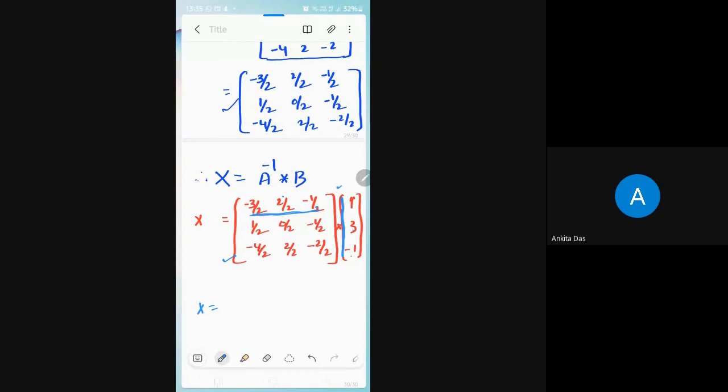This means minus 3 by 2 into 1 is minus 3 by 2. Next, 2 by 2 into 3, that means 2 threes are 6, so plus 6 by 2. Next, minus 1 by 2 into minus 1, minus of minus is plus 1 by 2 only. Okay, so this is the first element.